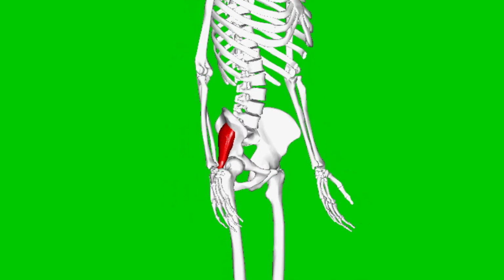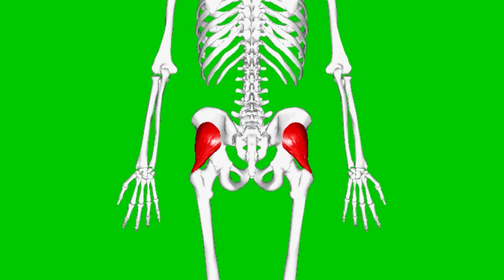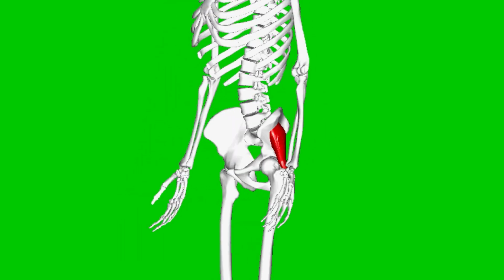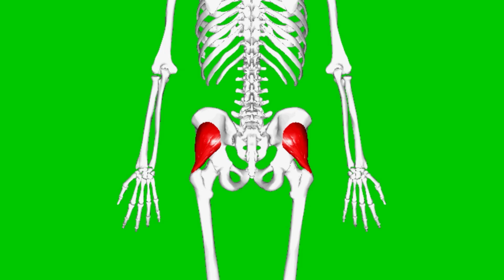The gluteus minimus comes off the border of the sacrum and runs into the greater trochanter. It is an external rotator of the hip.